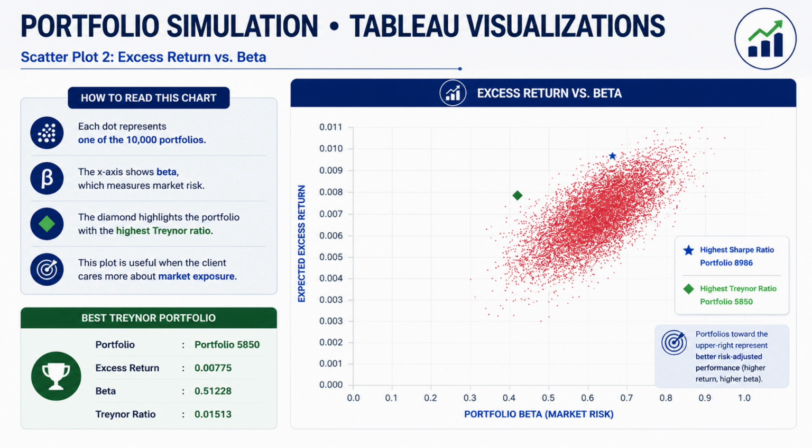Because the portfolio achieved relatively strong returns while limiting market exposure, it delivered the highest reward per unit of systematic risk. This type of portfolio would be particularly appealing to investors who are focused on controlling market exposure.